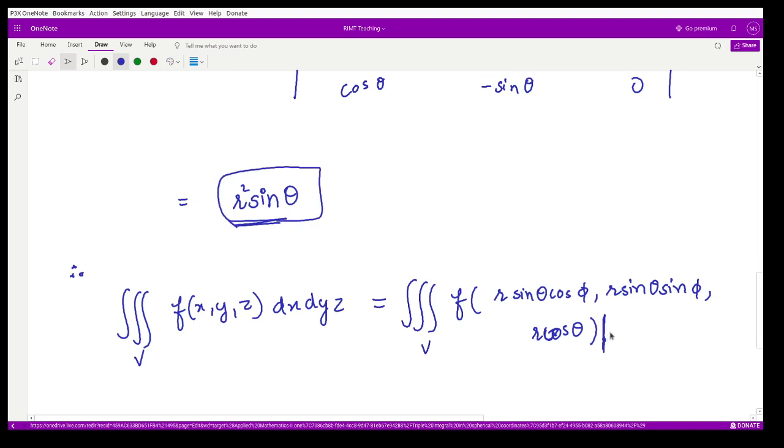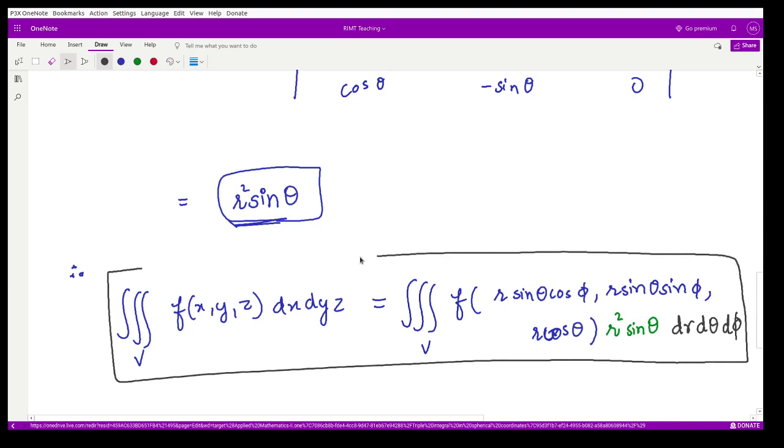So we have this r square sin theta over here. This is the value of the Jacobian, and then we will have dr, d theta, d phi. So this is the relationship between the triple integral in Cartesian coordinates and in spherical polar coordinates.